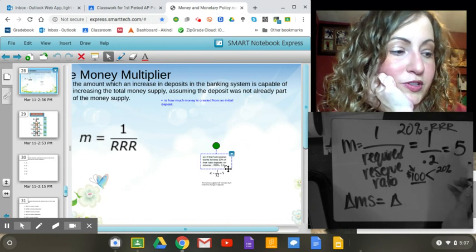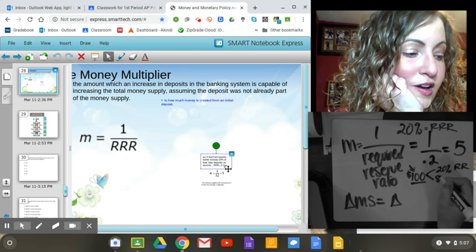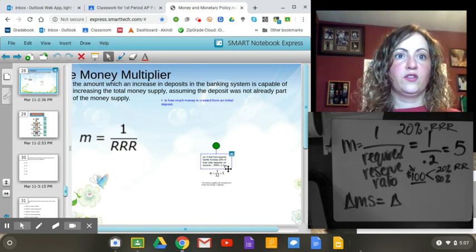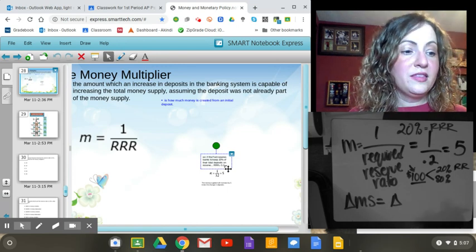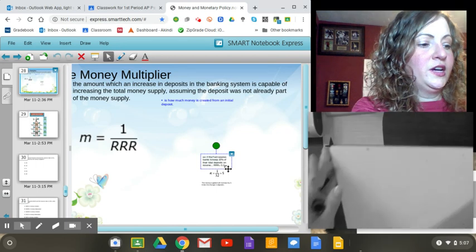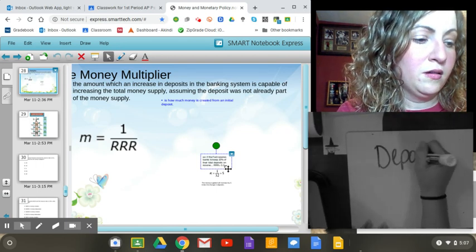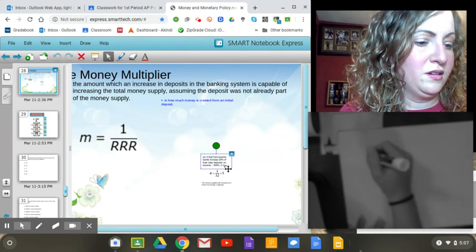So that means 20% is required reserves. That means the other 80% is left over. We are going to call that excess reserves. So the money that can't be touched is required reserves. So we have a deposit.